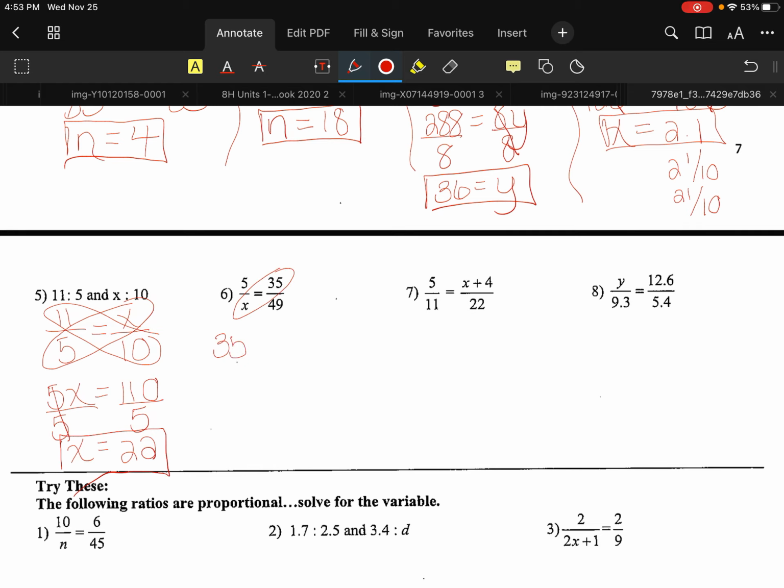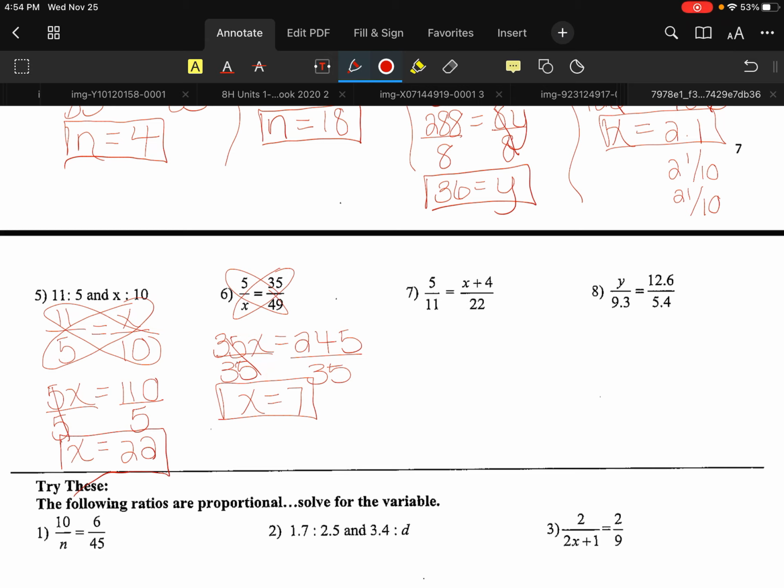35 times x is 35x. 5 times 49 is 245. Divide both sides by 35. x is equal to 245 divided by 35, which is 7. And hopefully this all seems familiar to you because you did spend a lot of time with this as a 6th grader. Number 7 and 8, actually number 7 is a very special problem.